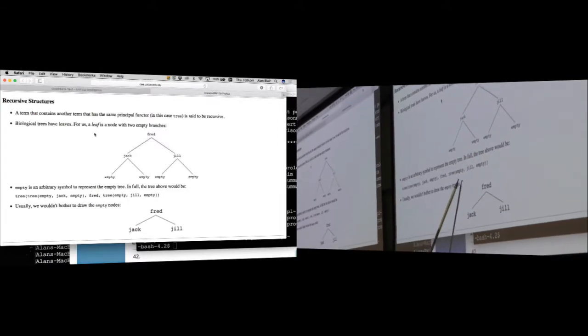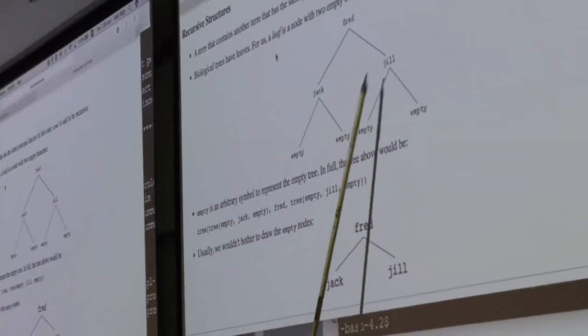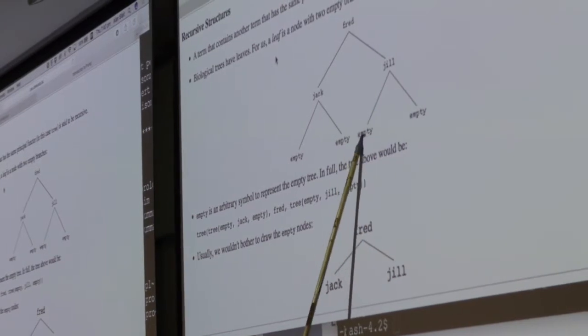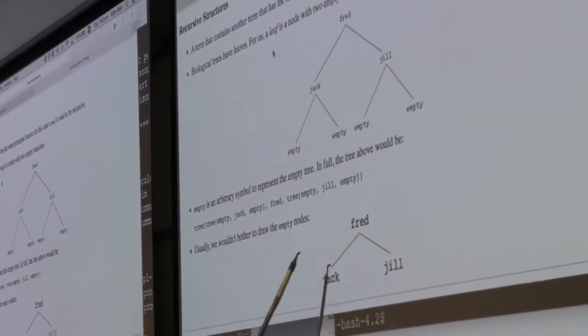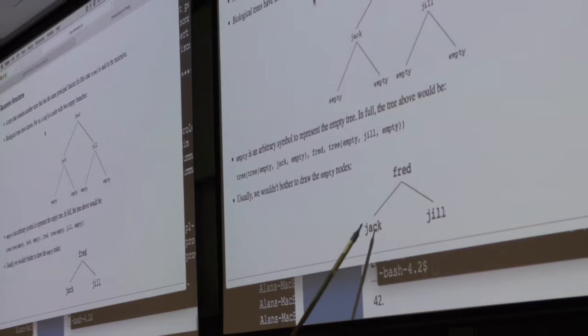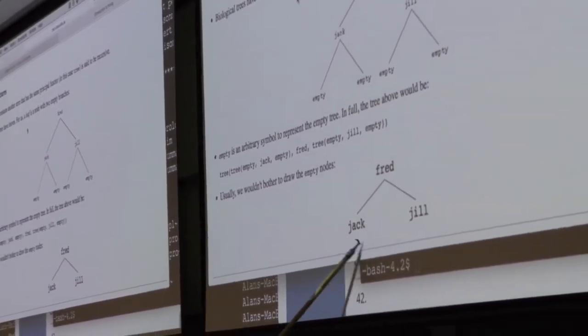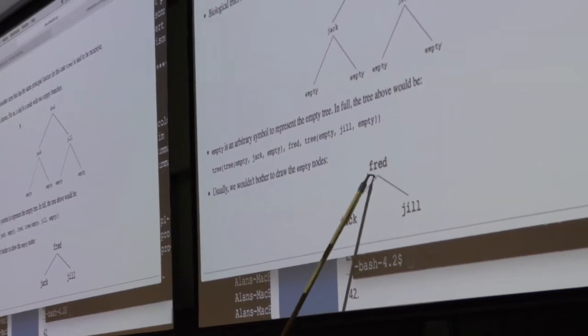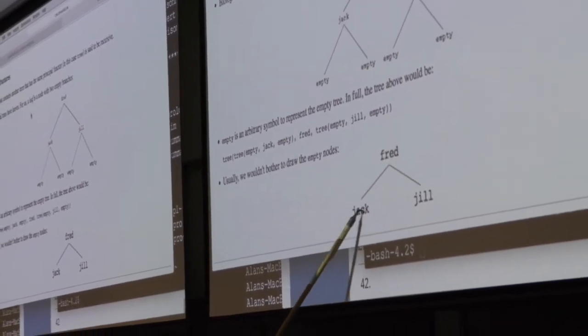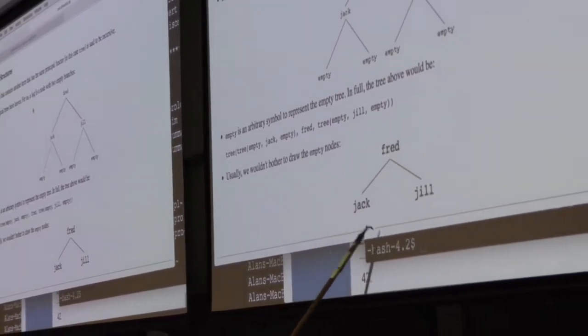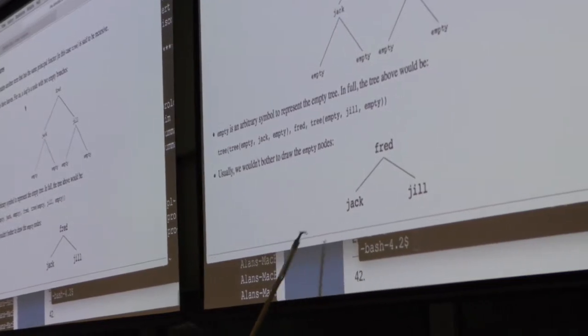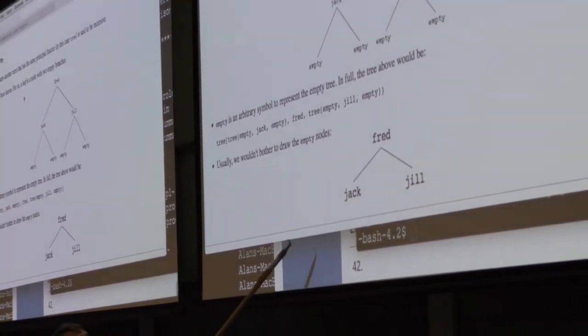And then over here we have the same thing, empty, Jill, empty. Sometimes when we draw the tree, we may leave off the empties, so we may just draw it like this. But secretly there are little empties. So Fred has two children, Jack and Jill, who also have children, but they're empty children. So we don't show them. It's just a kind of stub.